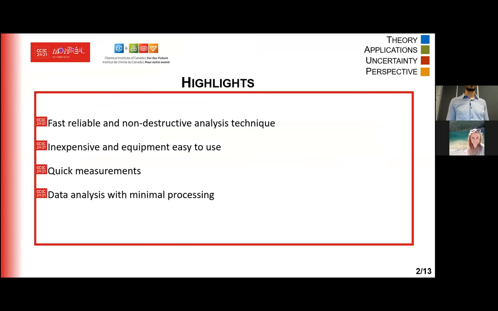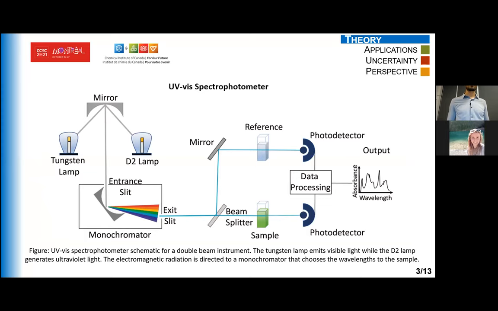So basically, I'm here showing a spectrophotometric schematic for a double beam instrument. Typically, there are two lamps, a D2 lamp and a tungsten lamp, and this is necessary because the D2 is more responsive to the UV range of the electromagnetic spectrum, while the tungsten lamp is useful for the other part, that would be the visible part. And basically, this light goes through a monochromator that splits the light, and then this light passes through the reference and the samples, and it's detected by a photodetector.